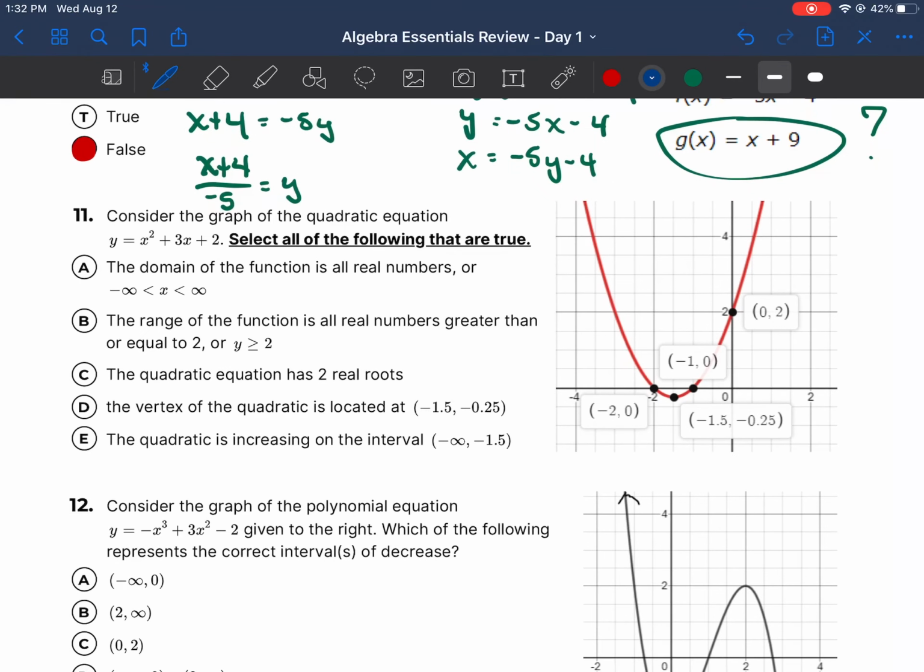Looking at problem 11, consider the graph of the quadratic equation y equals x squared plus 3x plus 2. Select all the following statements that are true. So A says the domain of the function is all real numbers, or negative infinity to positive infinity. And this would be true for every single quadratic function. The domain of the function is going to be all real numbers unless you are given some parameters to limit the domain. Since we are not given any parameters, this would be true.